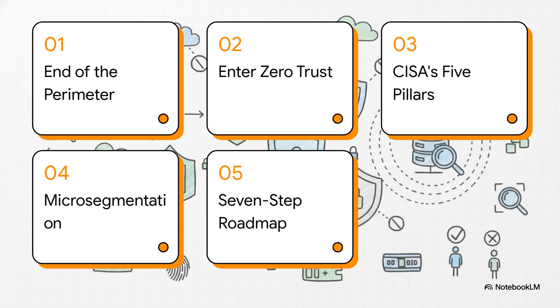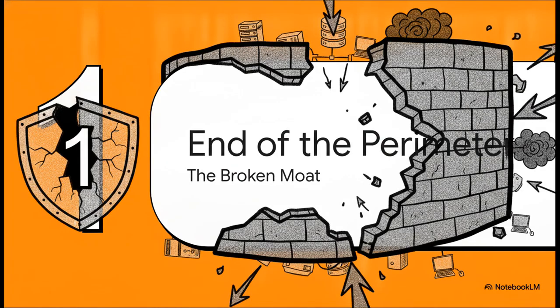And don't worry about getting bogged down in jargon. We're breaking this whole thing down into 5 clear chapters. The end of the perimeter, enter zero trust, CISA's 5 pillars, mastering microsegmentation, and finally, a 7-step roadmap. We'll look at why the old model is broken, define the core philosophy, check out the official frameworks, unpack the technical engines, and leave you with a highly intuitive, practical implementation guide. So let's kick things off by painting a picture of the old world of cybersecurity.